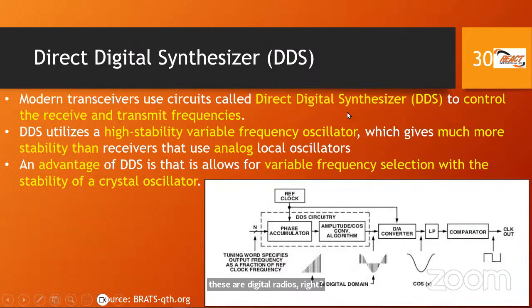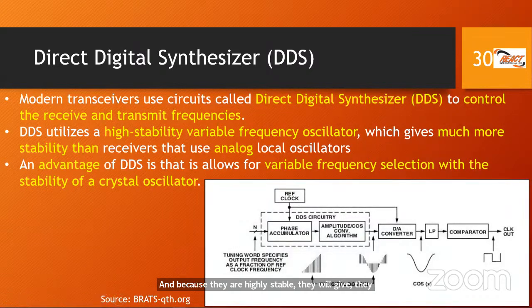DDS is an acronym for direct digital synthesizer, right? And this is what determines the transmit or receive frequencies, right? So we have a little diagram here that shows DDS circuitry, right? You see we have the phase accumulator, and then we have the carrier amplitude conversion algorithm. And we also say that DDS, or direct digital synthesizer circuitry, uses variable frequency oscillators that are highly stable. And because they are highly stable, they are much more stable than analog circuitry.